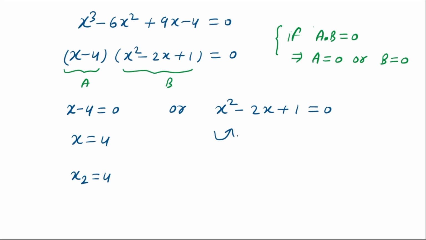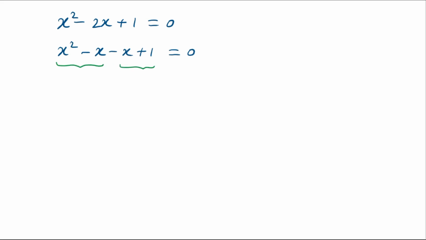This is a quadratic equation in terms of x, which is x squared minus 2x plus 1 equals 0. On the left hand side we will apply middle term split. x squared minus x minus x plus 1 equals 0. Look carefully, first two terms and then last two terms. If we take common x in the first two terms, then x squared divided by x is x, and minus x divided by x is minus 1. And in the last two terms, if we take common minus 1, then minus x divided by minus 1 is x, and plus 1 divided by minus 1 is minus 1, and this equals 0.